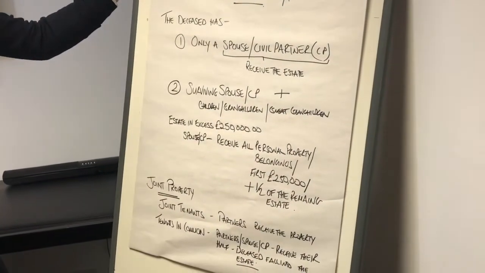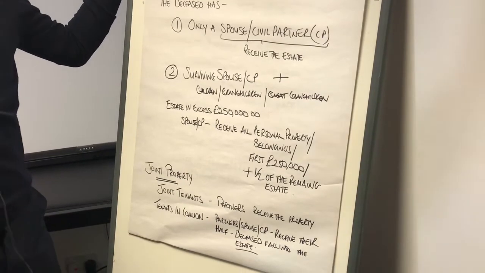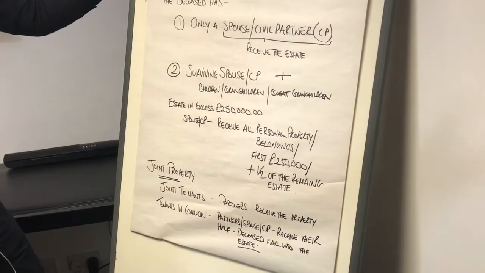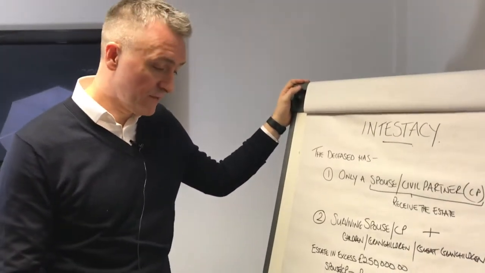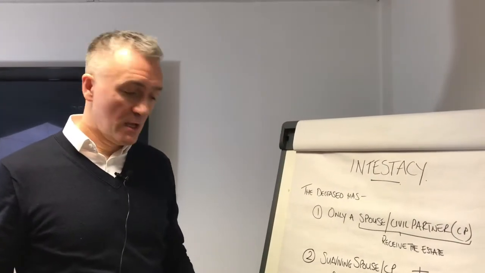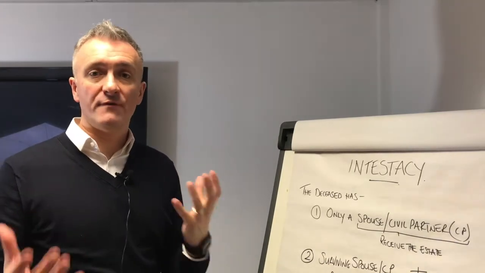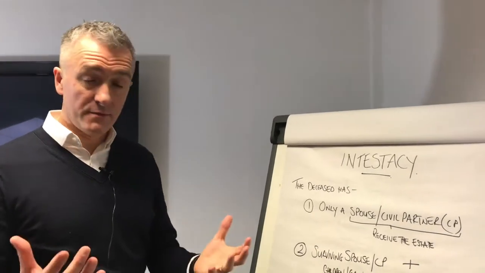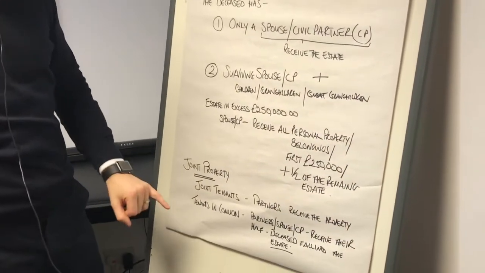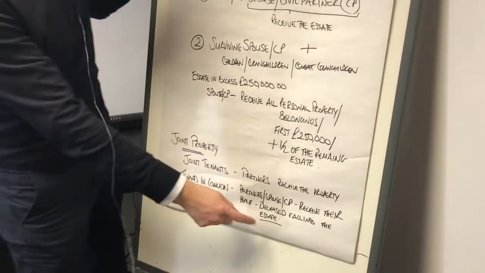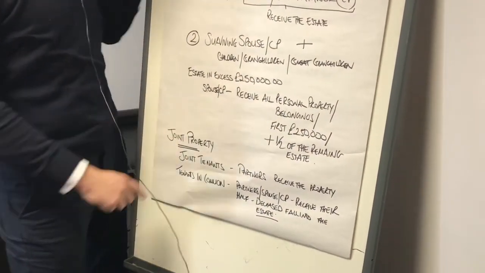Where joint property comes into play, you could have spouses, civil partners or cohabitors. If it's owned jointly, then the surviving spouse, civil partner or cohabitor would receive the property. If they own it as tenants in common, which means you each own half of the house equally, then the surviving partner receives their half of the property, but the rest of the deceased's share then falls into the remaining estate, and these rules thereafter apply.